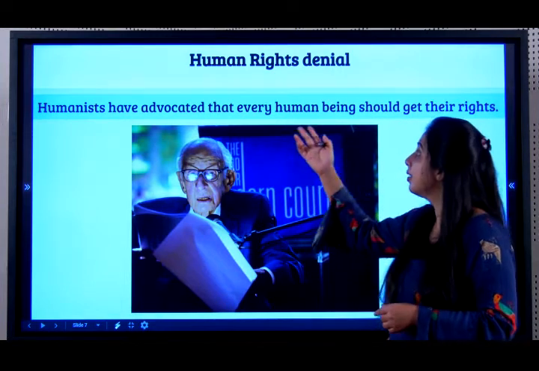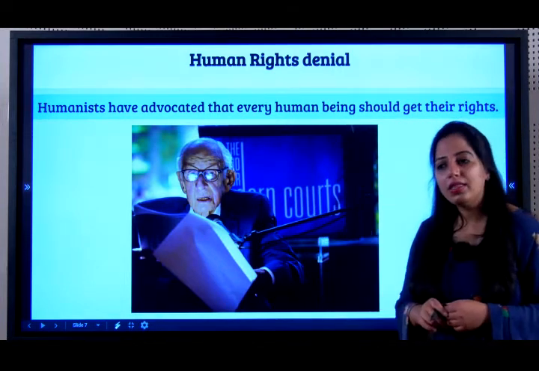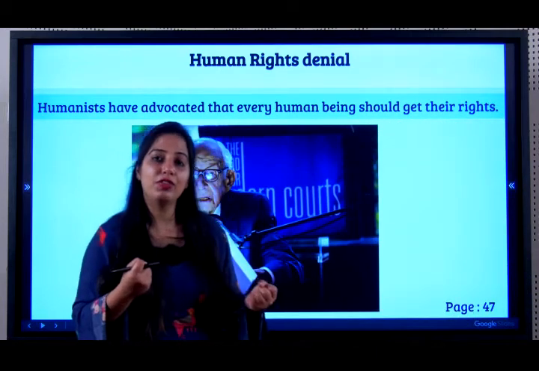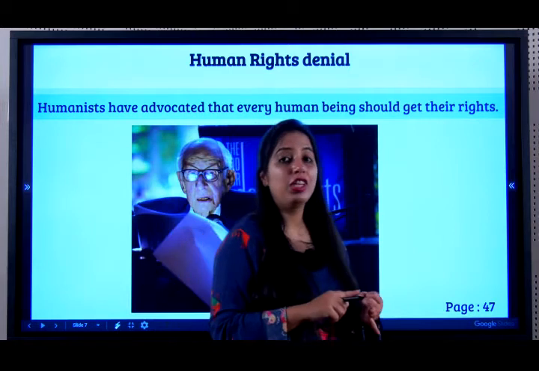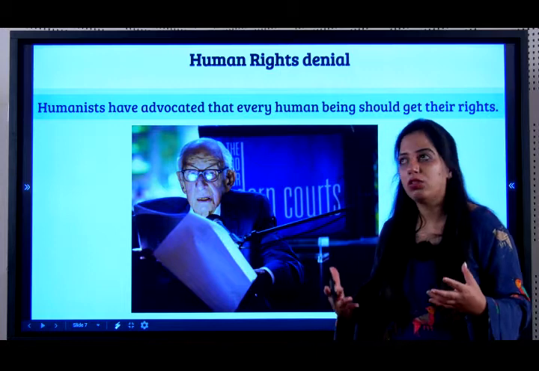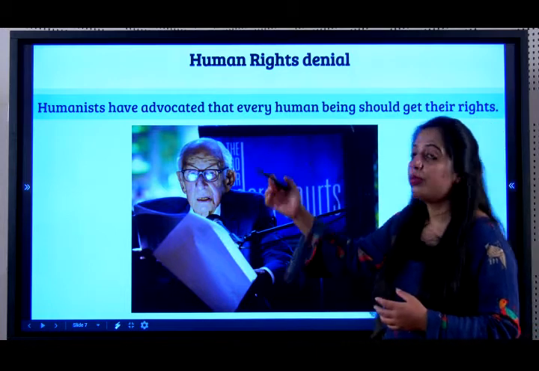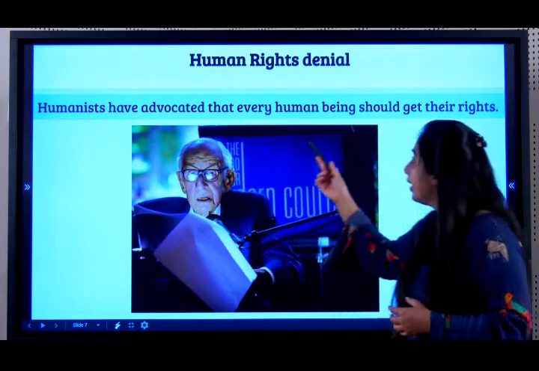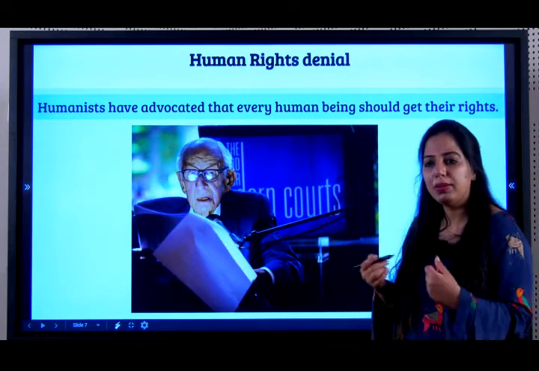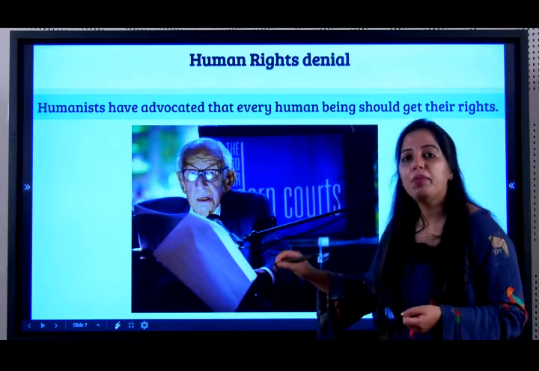The first one is human rights. What is the meaning of human rights? We are human beings. We must have the freedom of belief, freedom to live the way we want to live, freedom of expression, and so on. So humanists have advocated that every human being should get their rights. So who are these people who believe in human rights? Humanists.